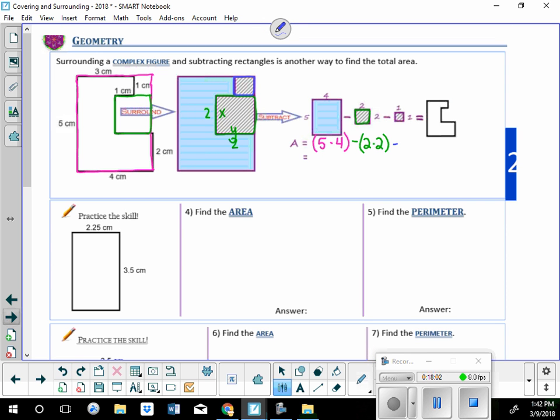Okay, so I have 20, which was the whole thing, minus 4, minus 1, which equals 15 centimeters squared, which is what we got last time too. So you have 2 ways to solve your problem. All right, from here I'm going to give you a little bit of time to practice the next couple of questions, and then we'll finish talking about this on Monday.